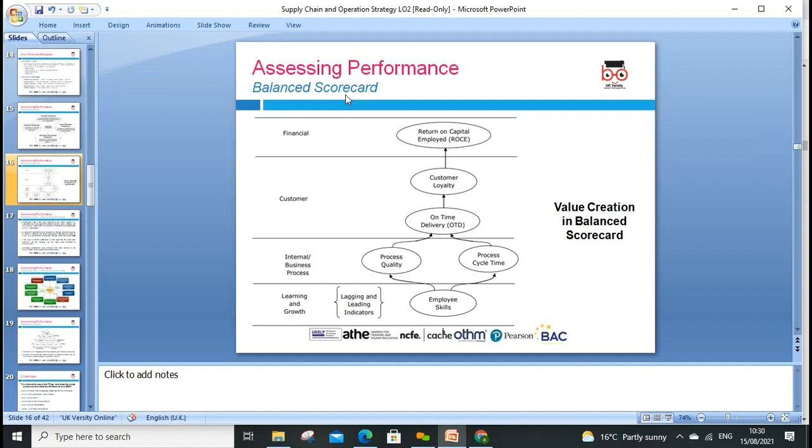So we need to look around when we are assessing the performance, the balanced scorecard. Maybe we can look at our financial ratios, ROCE, which is return on capital employed: how much money we invested, how much return we have. Customer: we can look at customer loyalty, on-time delivery, value creation. Internal processes: process quality and process cycle time. And learning and growth: leading indicators and employee skills. So that's the way we can assess the performance.